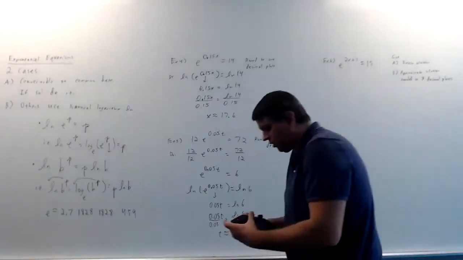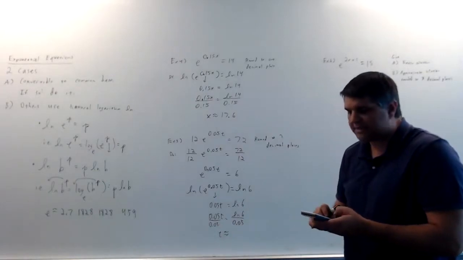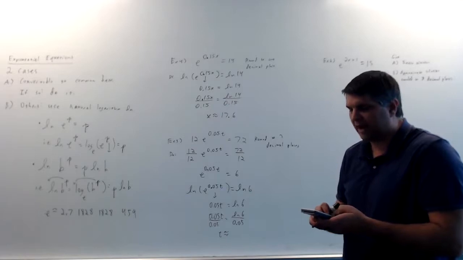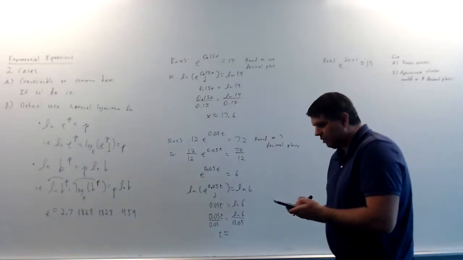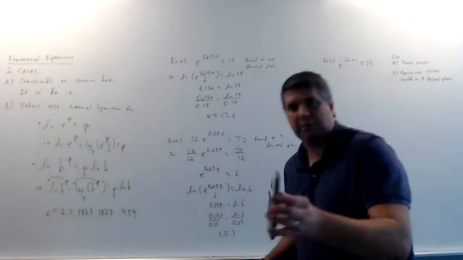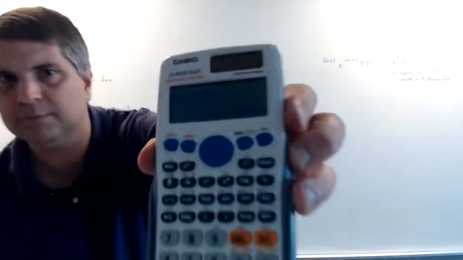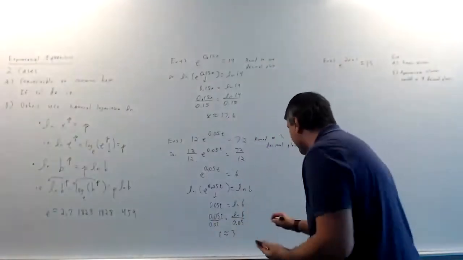natural log of 6, hit enter or equal. 1.7917594, blah, blah, blah. Divide by 0.05. Round to 3 decimal places. You can see what I'm looking at on my calculator. Round to 3 decimal places. That is 35.835.